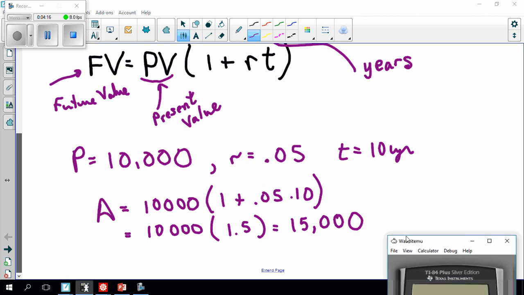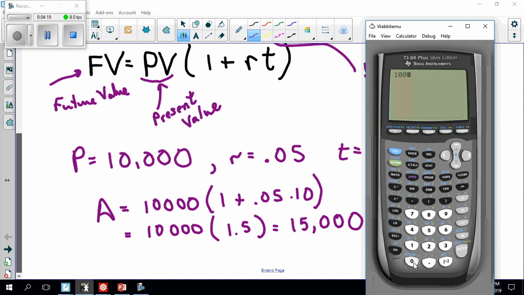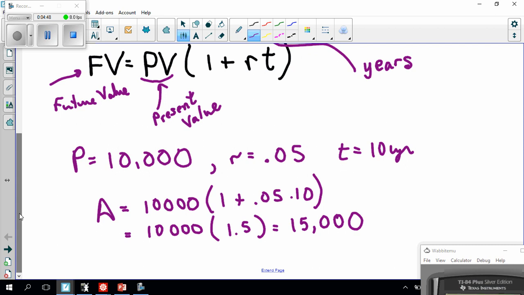Maybe I should double check. Let me give it a shot. 10,000 times (1 plus 0.05 times 10), $15,000. So that's the simple interest formula. That's kind of how it works. The book doesn't do a great job with it. The book just doesn't even mention it. I don't know why. Now, the book, I think, in an effort to make things simpler, kind of made things more complicated. But hey, I'll follow what they're doing.